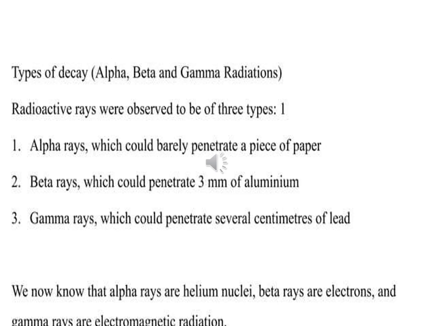Types of decay: alpha, beta, and gamma radiations. Radioactive rays were observed to be of three types. First, alpha rays, which could barely penetrate a piece of paper; beta rays, which could penetrate 3 mm of aluminium; and gamma rays, which could penetrate several centimeters of lead. We now know that alpha rays are helium nuclei, beta rays are electrons, and gamma rays are electromagnetic radiations.